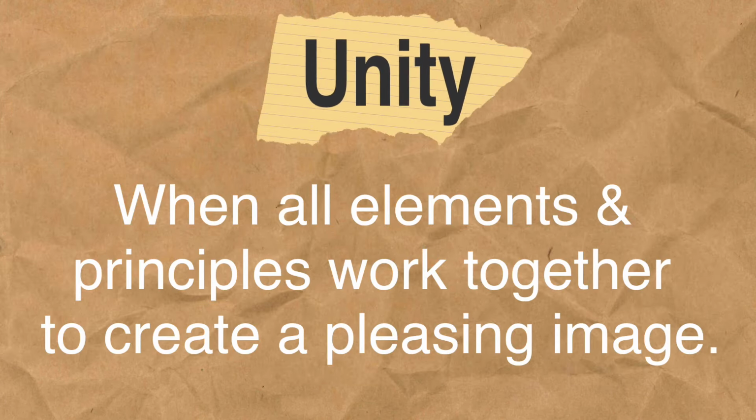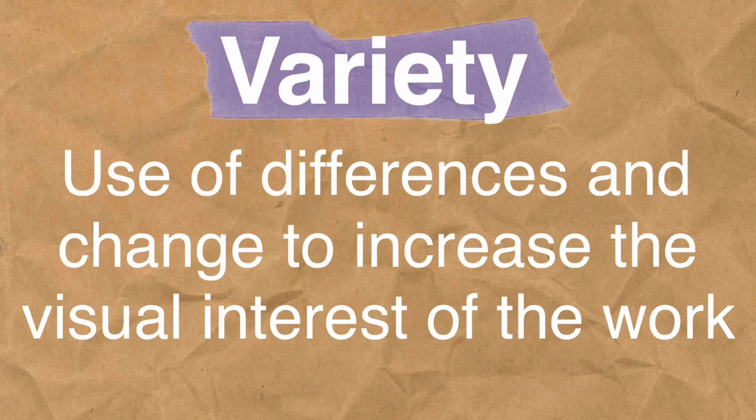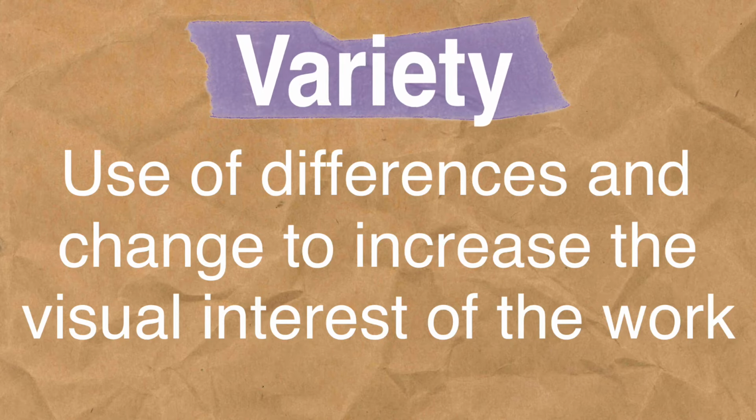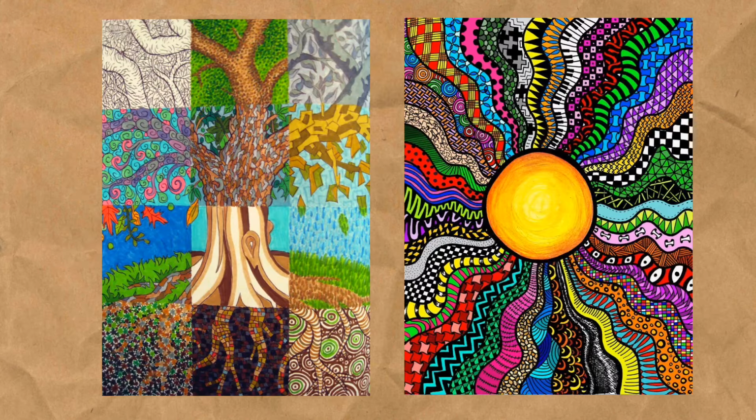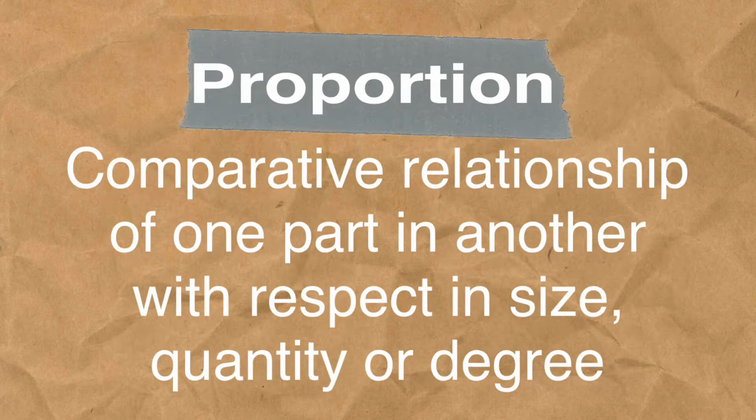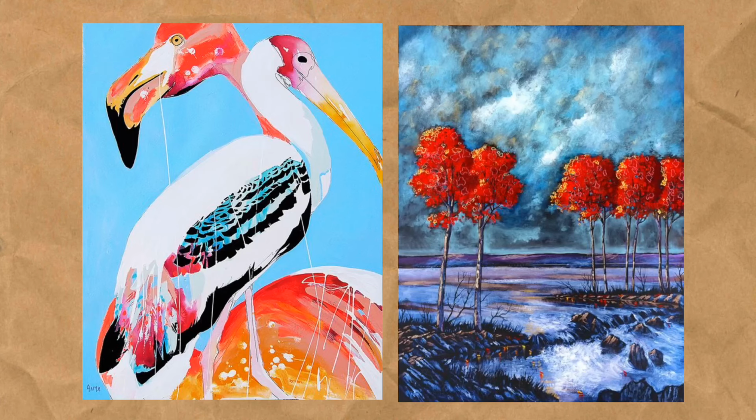Unity, when all elements and principles work together to create a pleasing image. These kinds of artworks show unity and harmony. Variety, use of differences and change to increase the visual interest of the work. This artwork shows different varieties. Proportion, comparative relationship of one part in another with respect in size, quantity, or degree. What can you say of the proportion of these artworks?